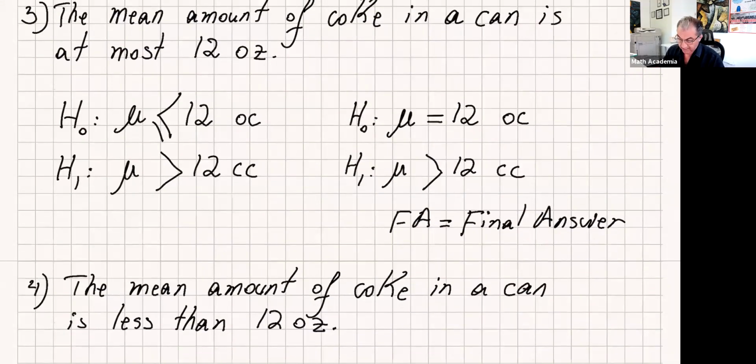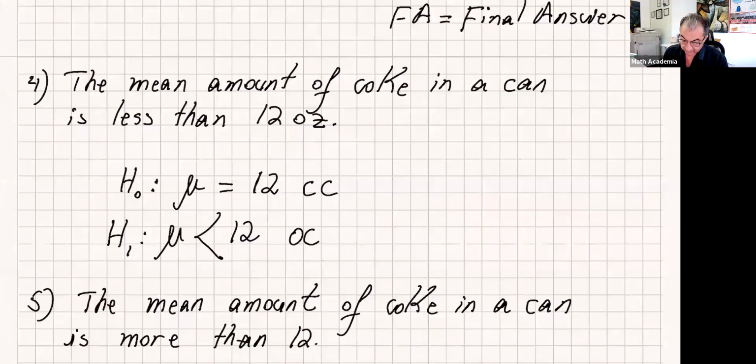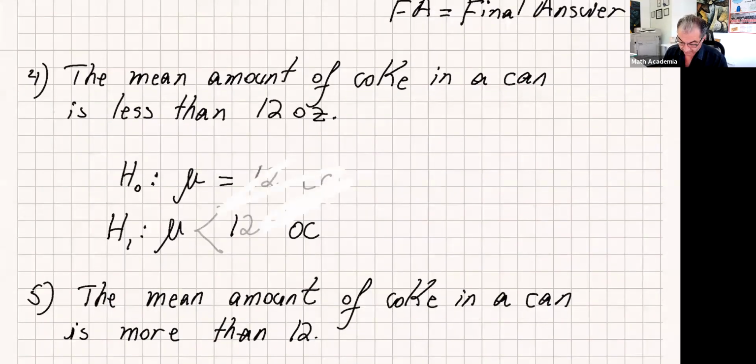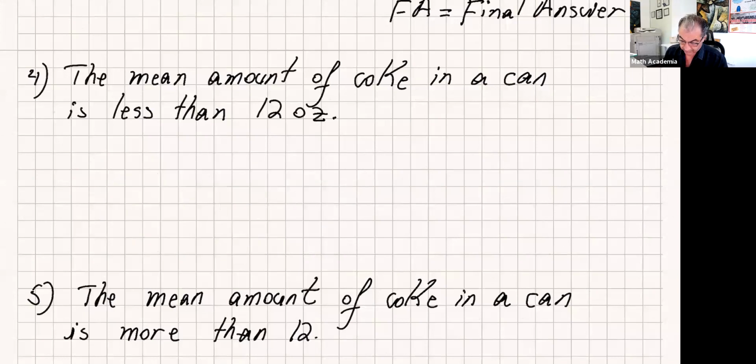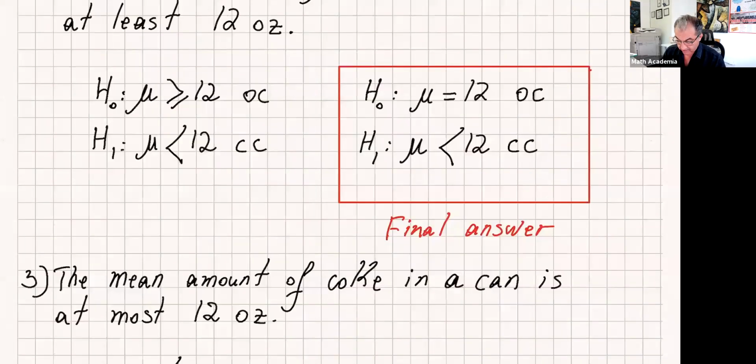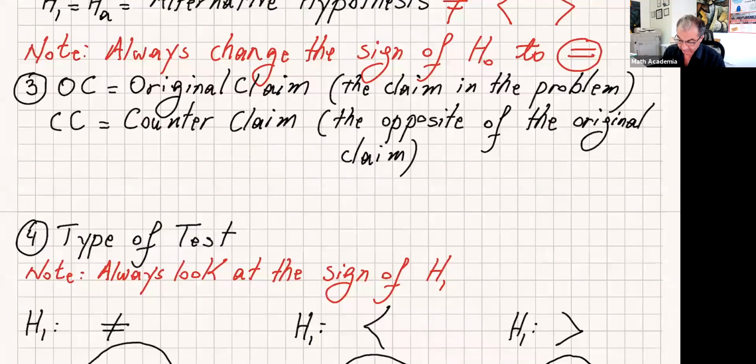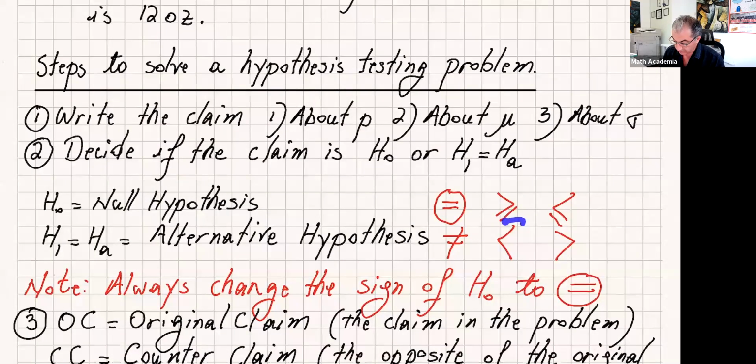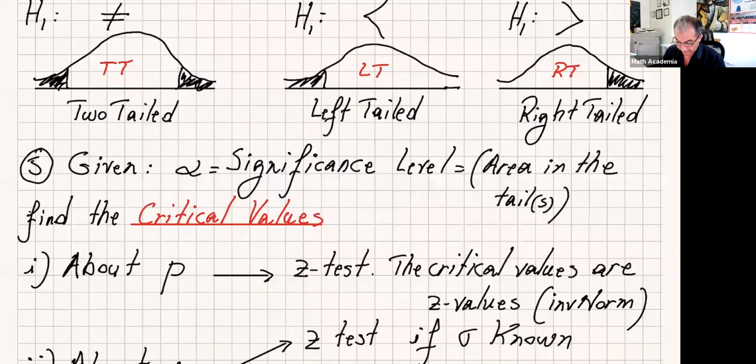Another example, the mean amount of Coke in a can is less than 12 ounces. Be very careful with this one. I think it's a good idea if I erase that and just rewrite it for you so you can follow. Is less than, so I'm going to say mu is less than 12. Less than 12, I don't have an equal sign. So if I don't have an equal sign, let's go back to our steps. If there is no equal sign, you know that's H1. So you don't always write H0 first.